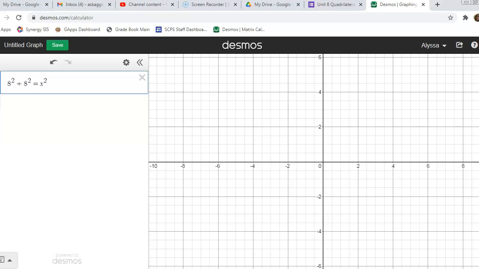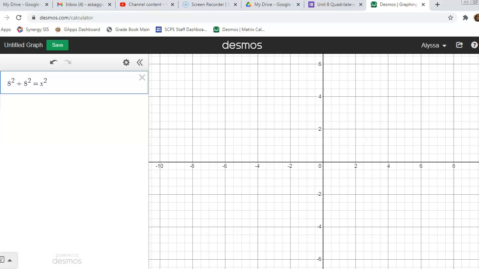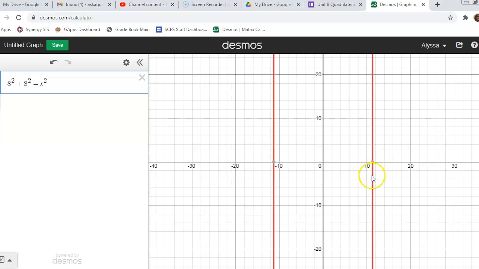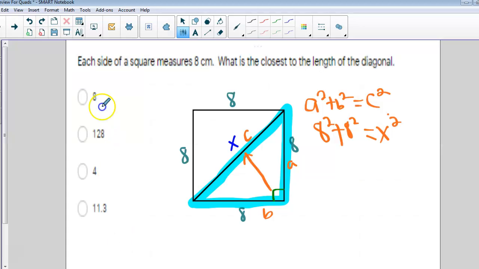If it doesn't show up on your graph, we're going to zoom out until we find our positive. It's got to go through the positive side, and we end up with 11.3. So if I come back over here, one of my options was 11.3. To make sure we're rounding to the nearest tenth, 11.3 is equal to x.